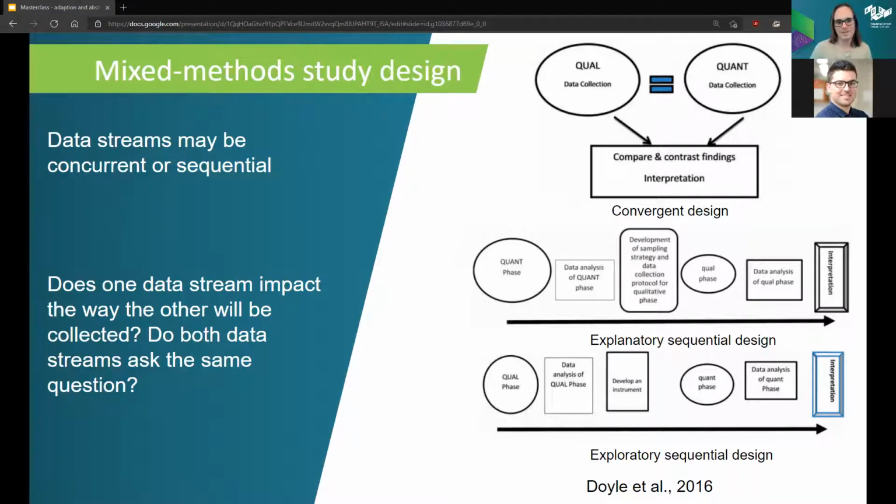Well, it depends on your goals. So if you're using mixed methods because you want to narrow the focus of your study, you want these convergent, complementary results, in this case, you might decide to use a convergent design. You might collect both streams of data at the same time and then see if they are saying the same things, essentially.